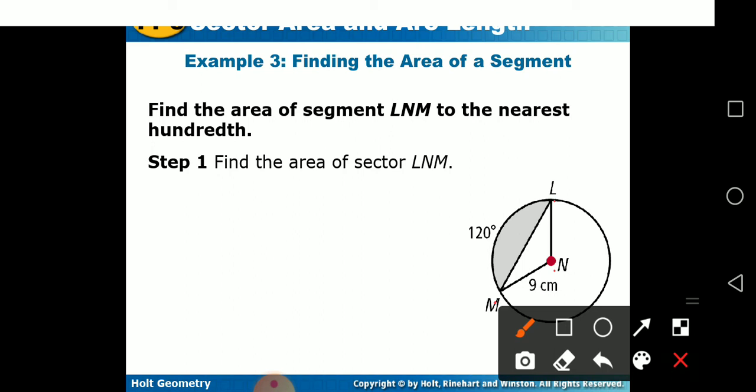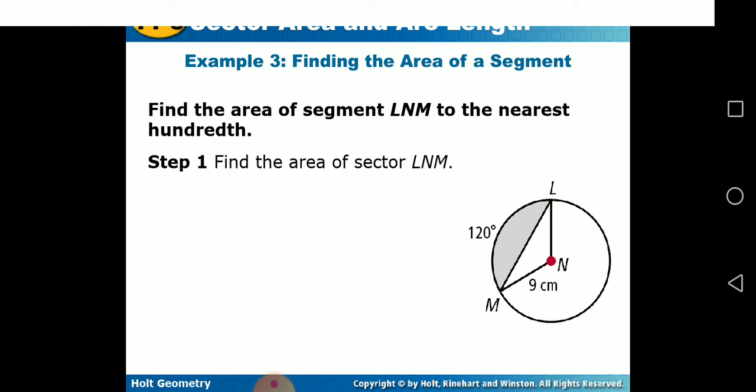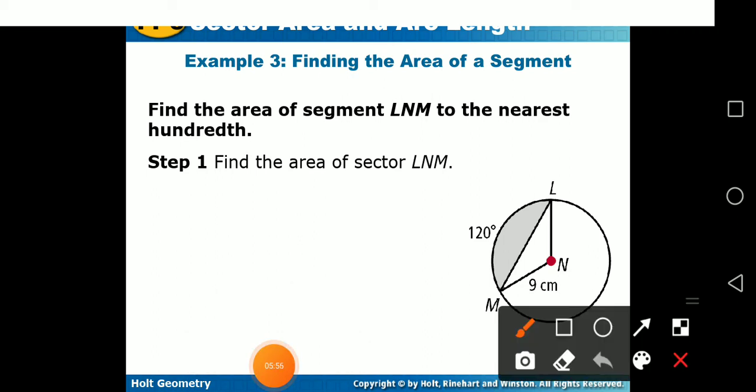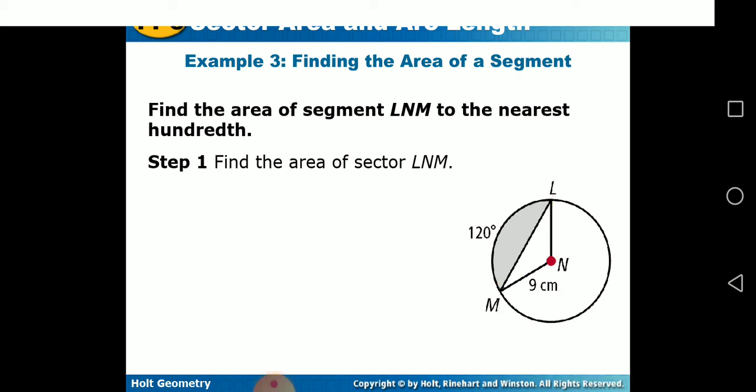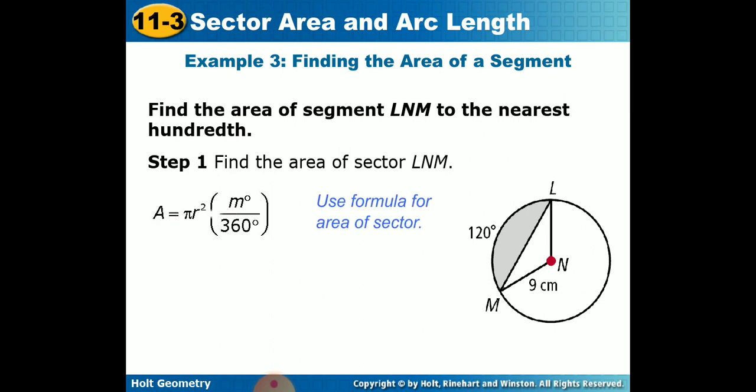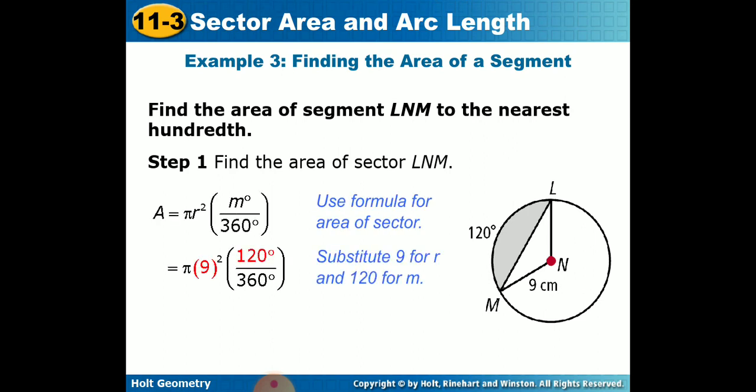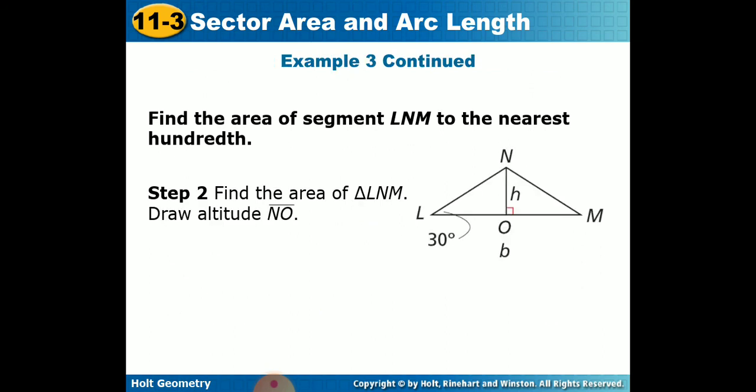So I'm going to use the formula of what? Of the area of the sector first of all. So I'm going to get the area of the sector of LNM, this sector. Okay guys, this one. So how can I get the area of the sector? I'm going to multiply r squared times 120 over 360 first of all. And then you got it. It will be 27 pi centimeters squared. We got here second step.